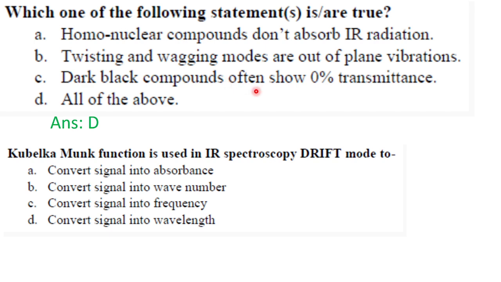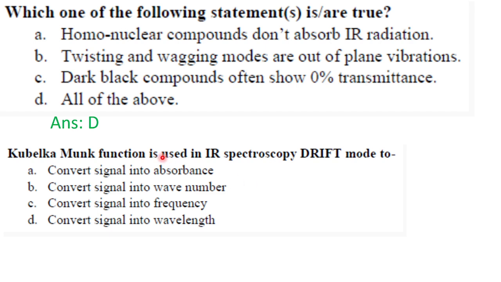So that's why I have asked you that when you have a very dark color compound, you should go for the KBr mode, because from ATR there is very little chance to get reflected light from a deep color sample. Now, what is the Kubelka-Munk function? Basically, that is used for the drift mode. There are four options: convert signal into absorbance, wave number, frequency, or wavelength.